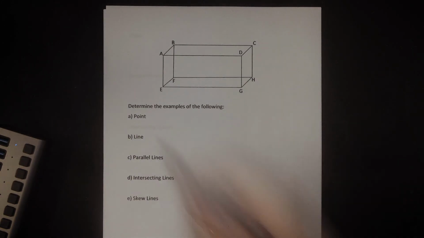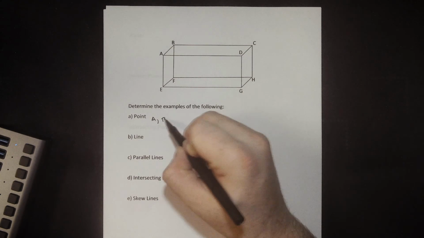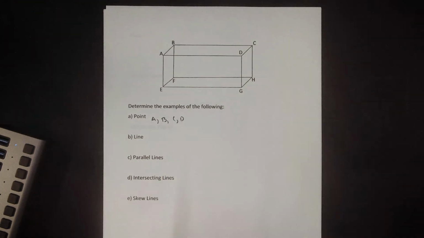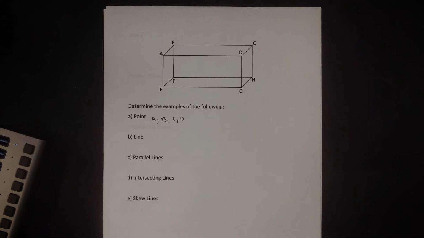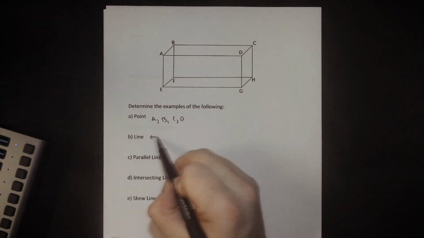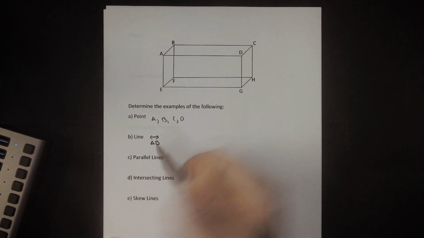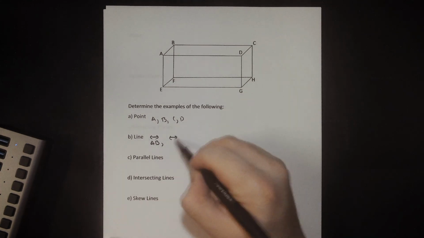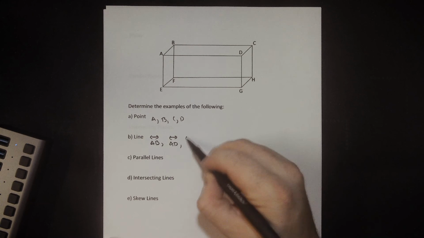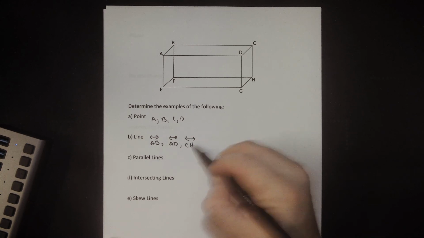Point's pretty easy. I mean, you can just go with anything. A, B, C, D. Line, technically there are no lines. They're all segments, but we're going to call them lines anyway, just because. So line AB, line AD, line CH, whatever you want.